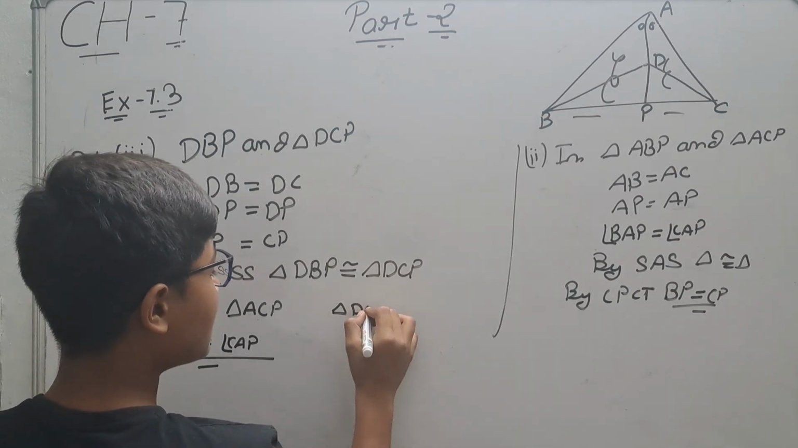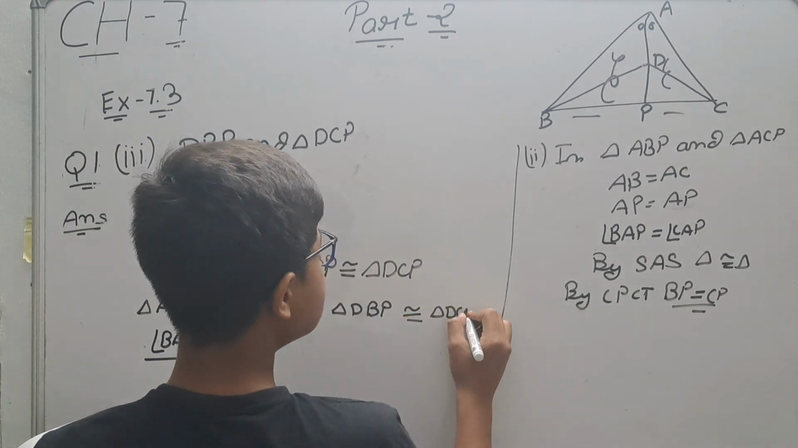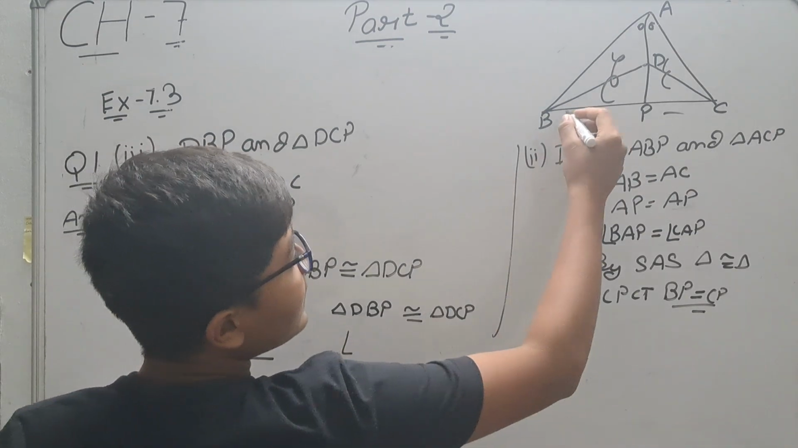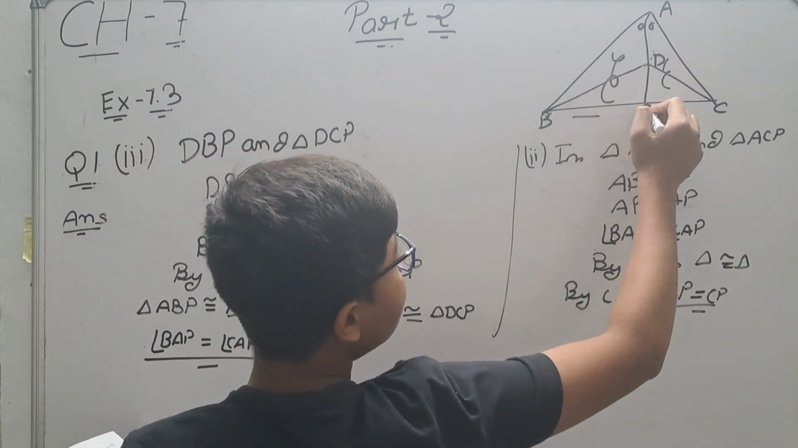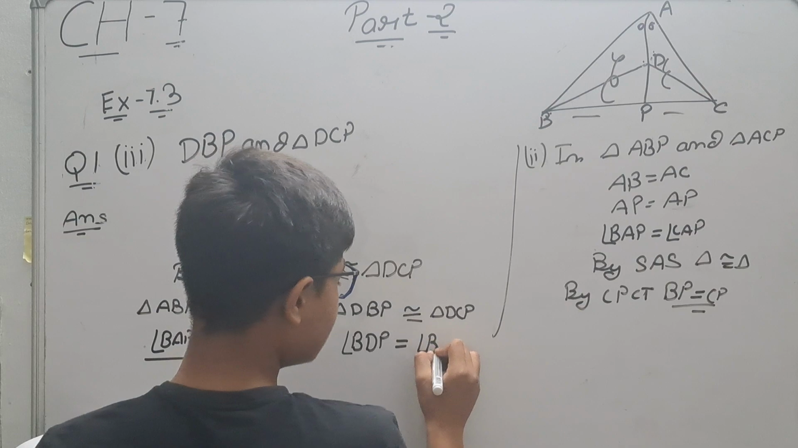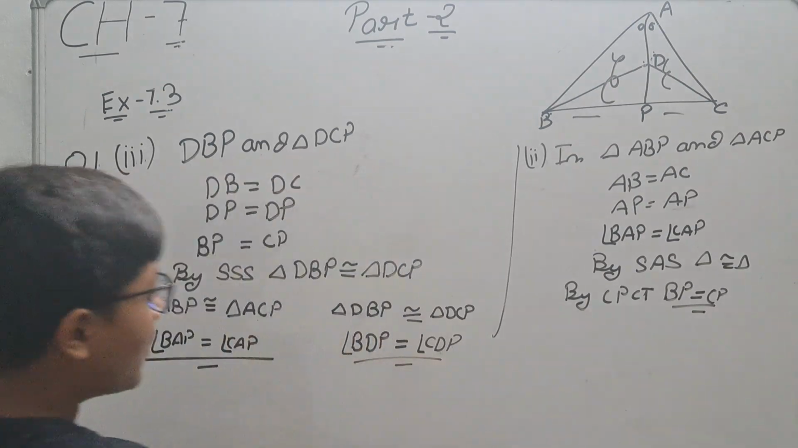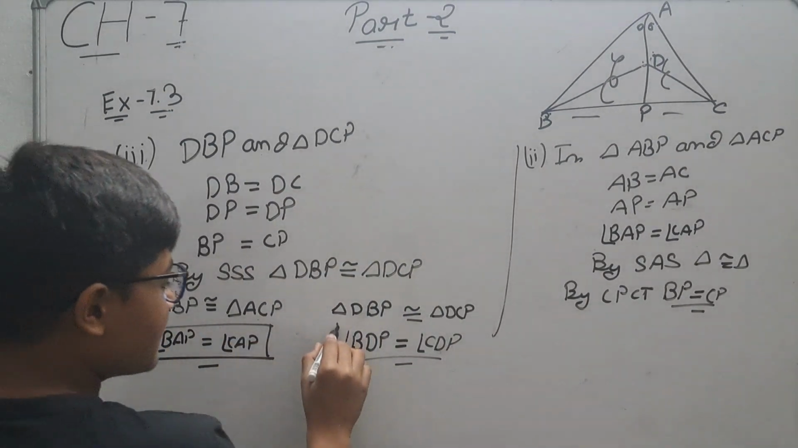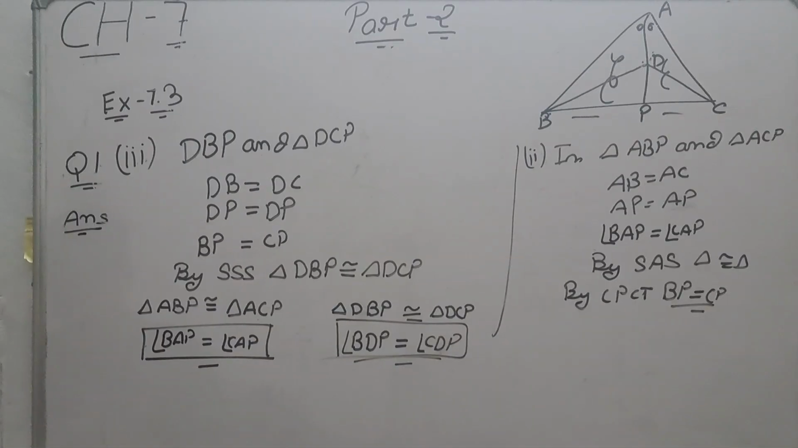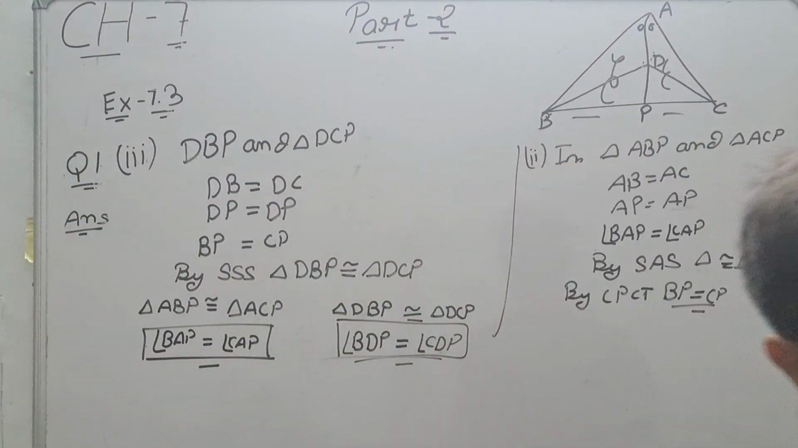Now let's write triangle DBP congruent to triangle DCP, so angle BDP is equal to angle CDP. From these two equations, we find that AP bisects angle D as well as angle A. Here we have done question 1 and 2. Now let's move forward with question number 4.